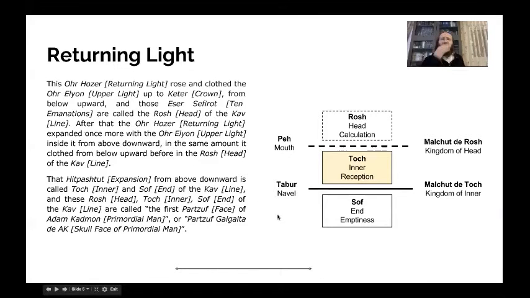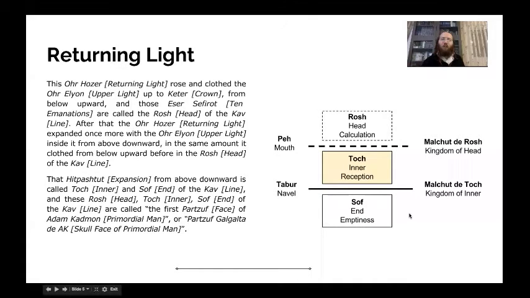So when we allow the light to come in, there's basically 3 parts to it. You've got the head, which is the calculation, where it's going to calculate how much light it's going to receive in potential and how much it's going to be pushing back in potential. And then you've got the toch, the inner reception, which is when you're in actuality receiving the light. And you've got the sof, which is the end, the emptiness, is what you're not receiving. And you actually get enjoyment in the sof of not receiving the light that you've rejected.